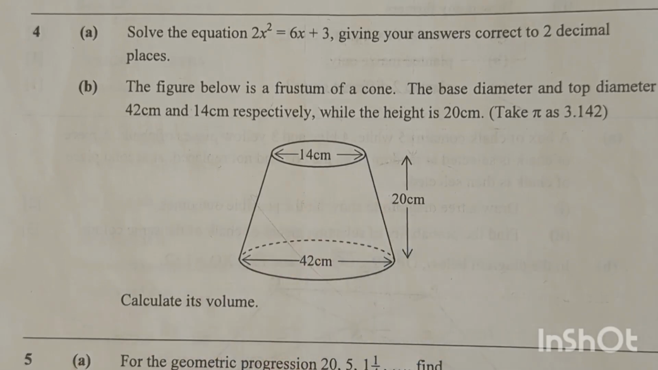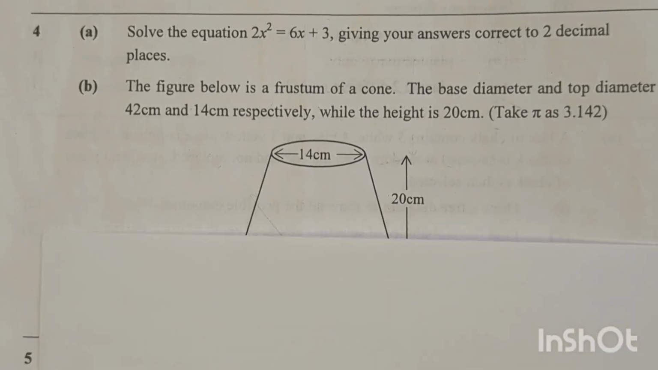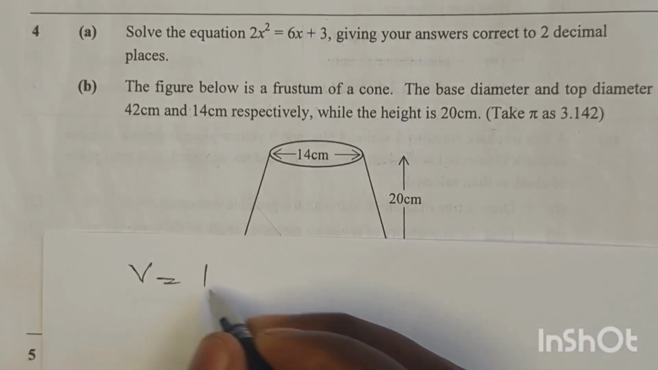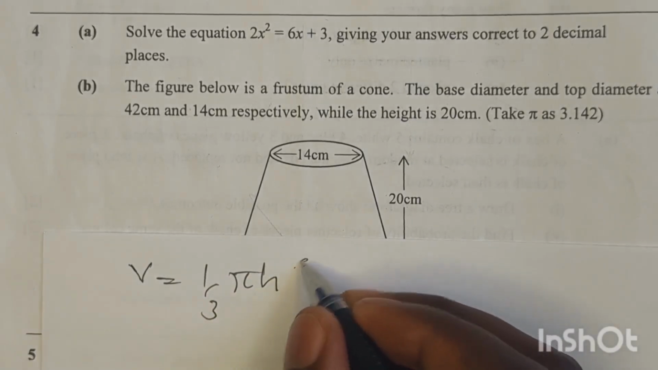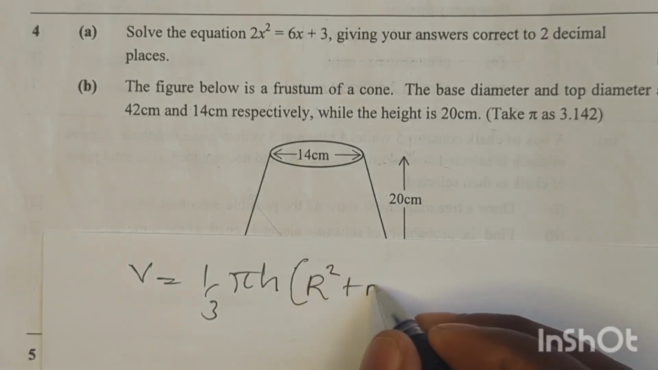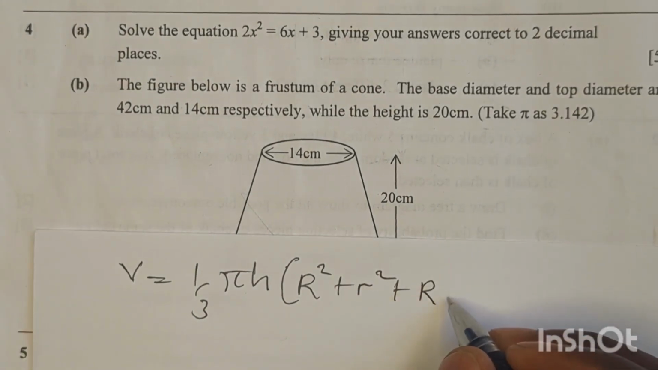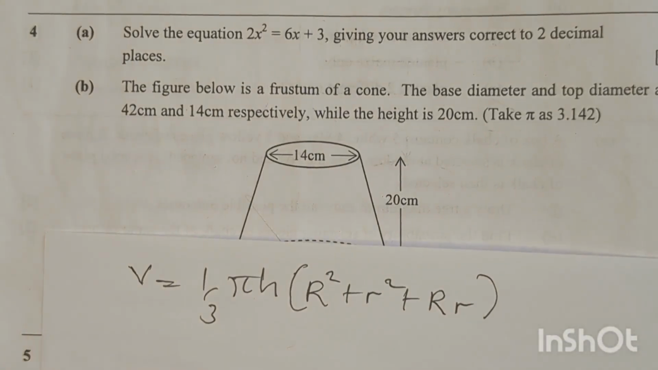So a frustum is a cone that has been cut. Now the formula that we can apply to calculate the volume of a frustum is V, which is the volume, equal to 1 over 3 pi multiplied by height, open bracket, capital letter R squared plus small letter r squared plus capital letter R multiplied by small letter r. So this is the formula that we apply when calculating the volume of a frustum.